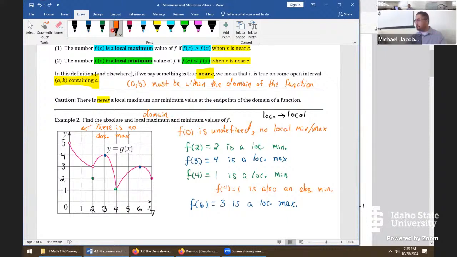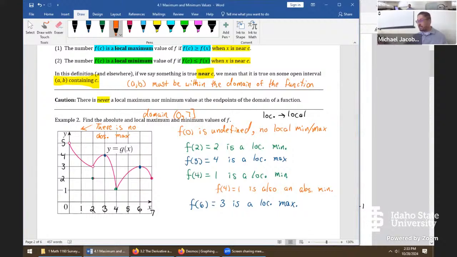The domain starts out as an open parenthesis at 0, only because that dot's not filled in. And then from then on out, even at 2, we have a function value because of that dot. We have no problems, and we go all the way to 7 with a closed bracket. So 0 is the left endpoint. There could be no local minimums, no local maximums. 7 is the right endpoint, and notice how tricky that is. It's tempting to call that a local minimum, but we can't. It's at the endpoint of the domain.